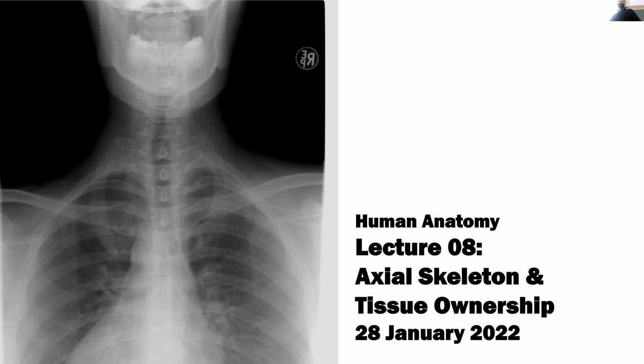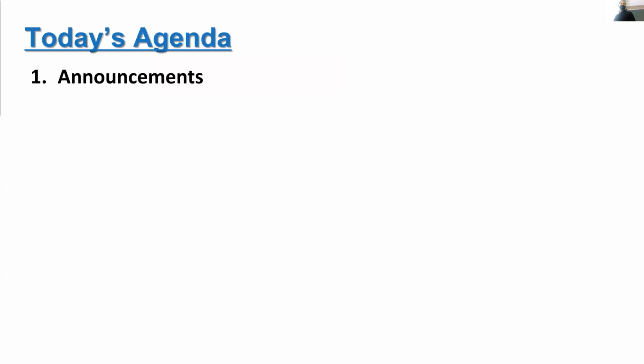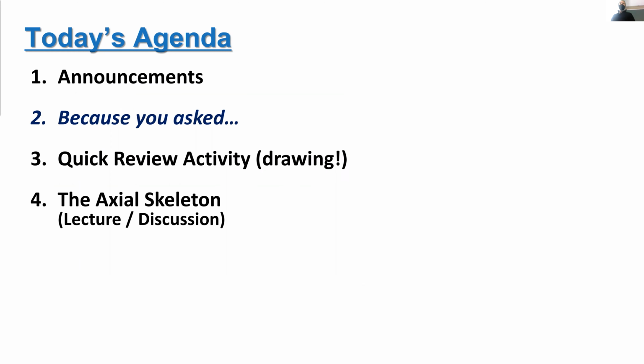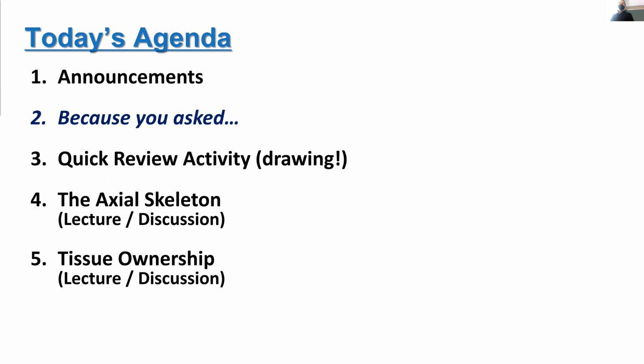Today I have a couple of announcements to get us started. Then I have a bit of "because you asked." Some good questions came up on Wednesday and I have some answers for you. Then we're going to do a drawing activity, because you all love drawing. Then we'll get into the axial skeleton and wrap things up talking about tissue ownership. I've also got a Friday Venn diagram, as promised every Friday, and we'll have a short ticket out today.